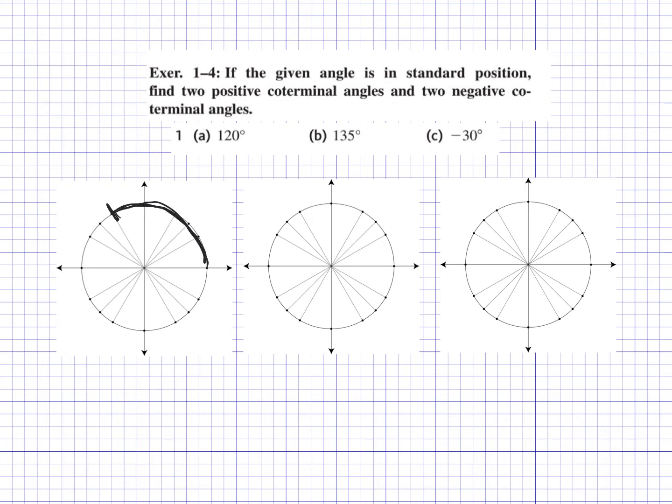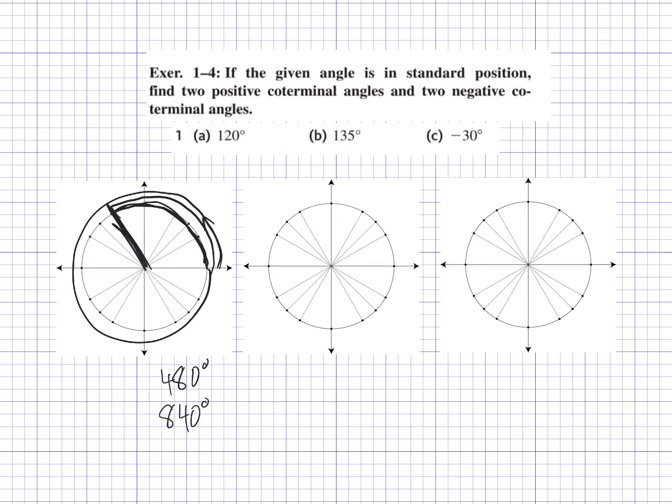All right. So now we need two more positive, meaning we got to go this direction to have positive coterminal angles. That means where is the angle that matches that position? So we go all the way around 360, okay, and 120 more. So 360 and 120 is 480, and we go around 360 again. That gives us 840. So there's two positive coterminal angles.